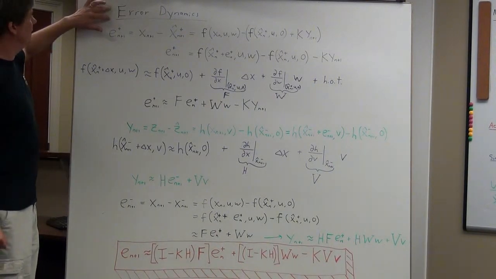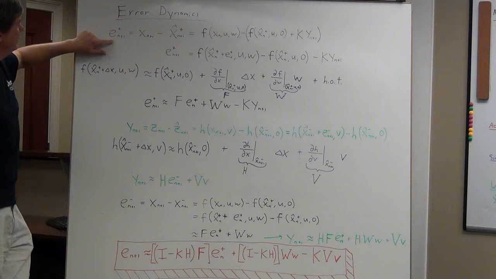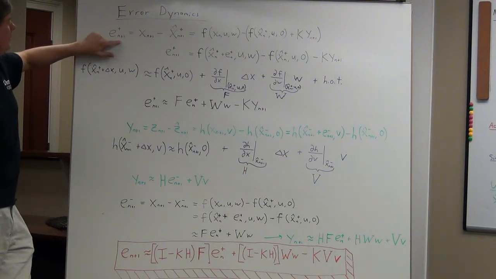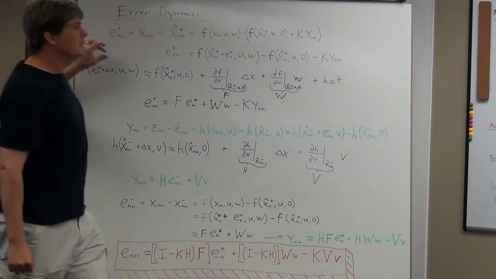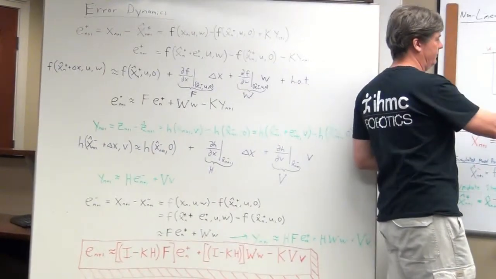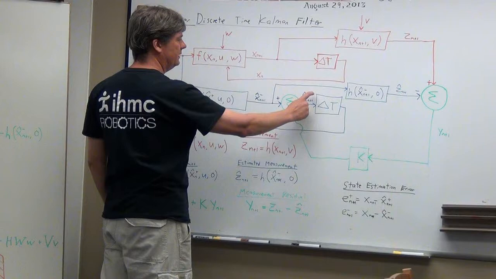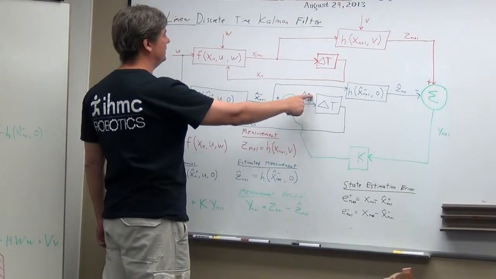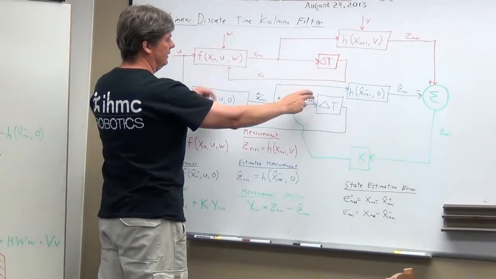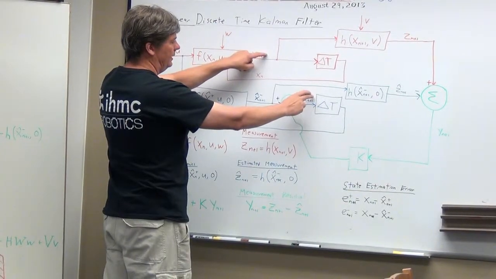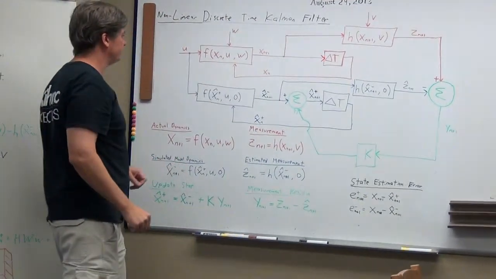But anyway, your error dynamics. What we really want to know is what is the error after we've done everything. So after we've done the forward dynamics, done our updates, and got to this state here, how does that state compare to what we think it is? That error between these two, and how does it evolve over time?